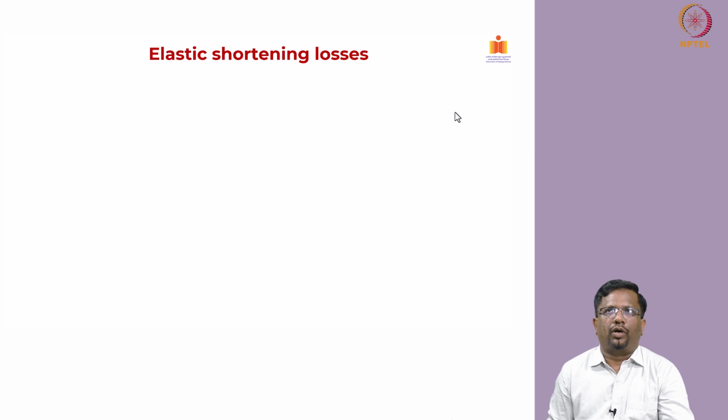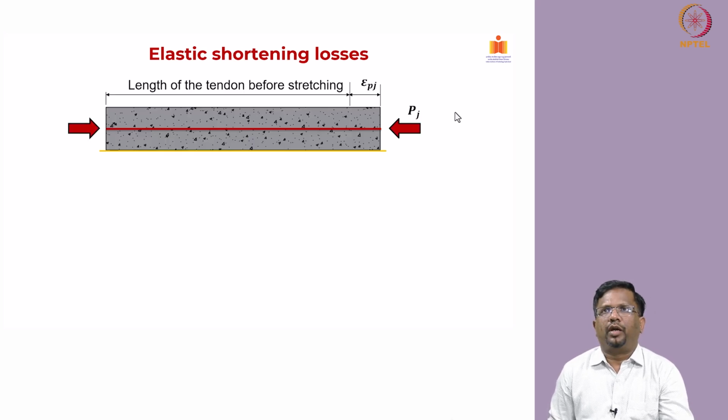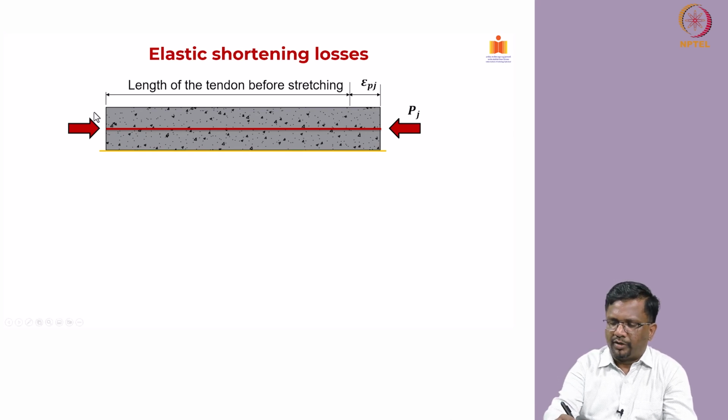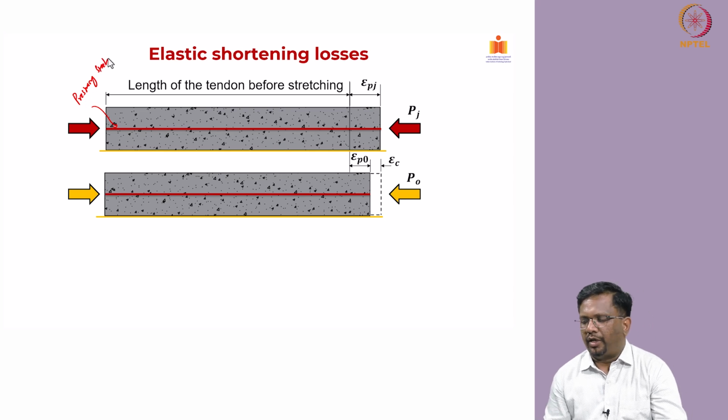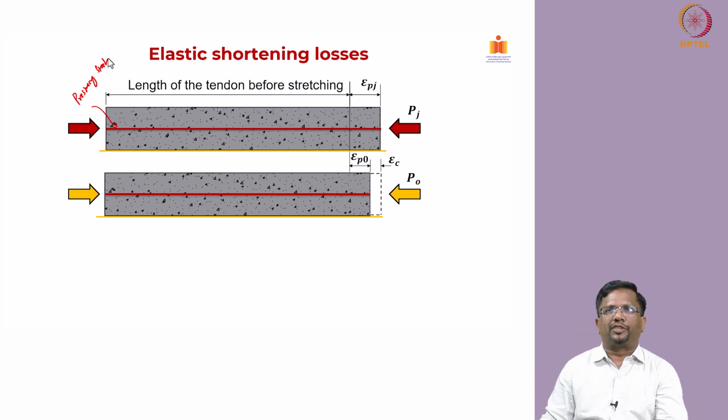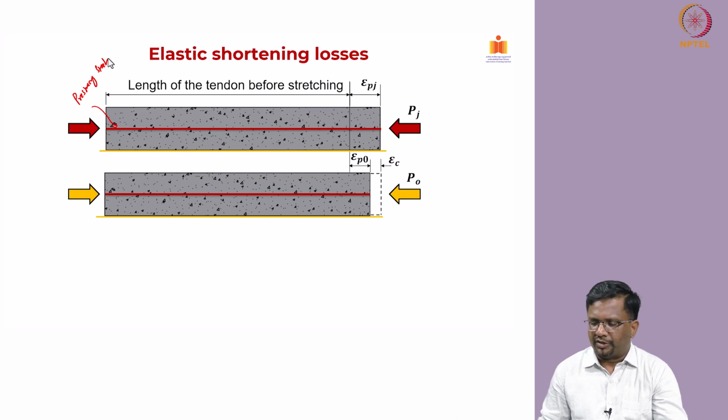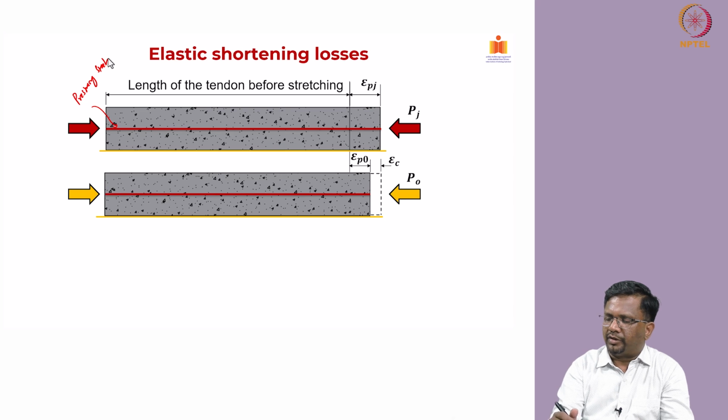Now, we will see how the elastic shortening occurs in a pre-stress beam. And you can see this is a schematic of a beam, and this red color element is basically your pre-stressing steel, right. And you can see here that initially we stretch the tendon or the pre-stressing steel to some strain. Okay. So, this is the length of the tendon before stretching.